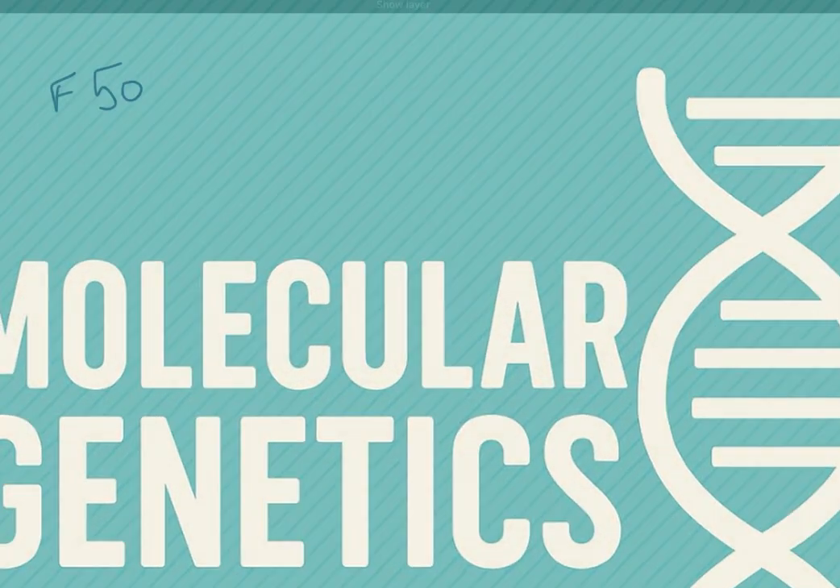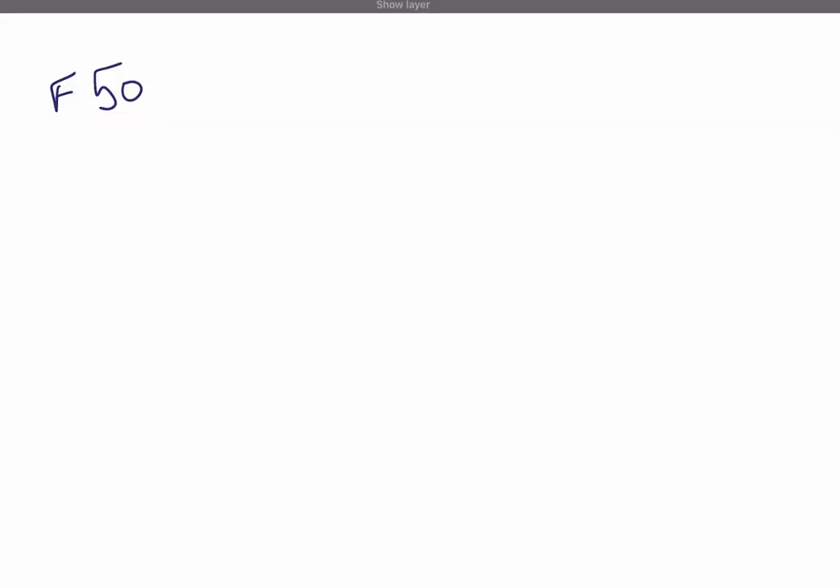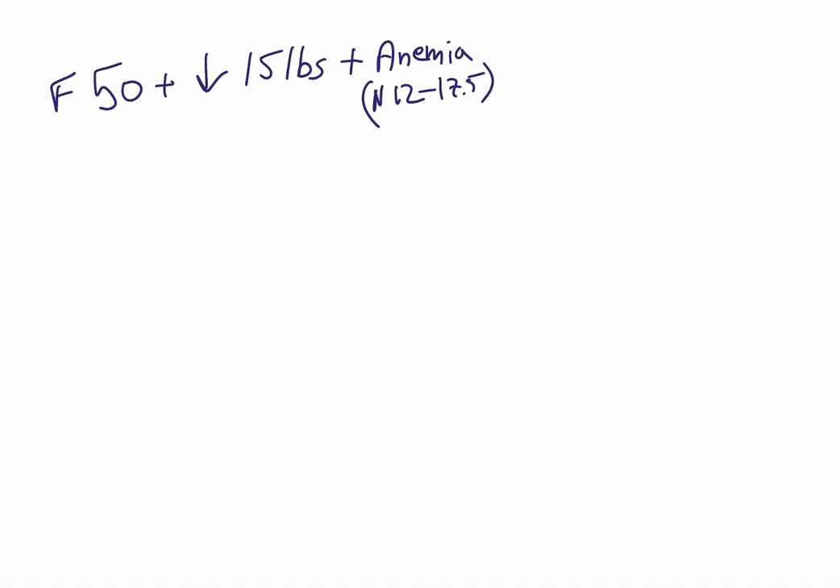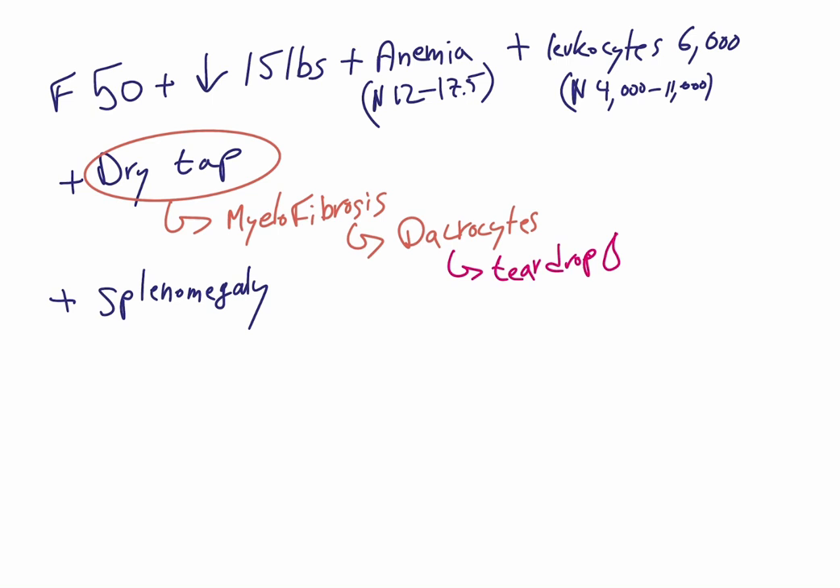So, if I was to give you a patient, female, 50s, with a decrease of 15 pounds recently, as well as anemia, for reference, the normal range for hemoglobin is 12 to 17.5. Her leukocytes are normal. She has splenomegaly, as well as a dry tap on bone marrow aspiration. Now, dry tap on bone marrow aspiration is highly indicative of myelofibrosis.